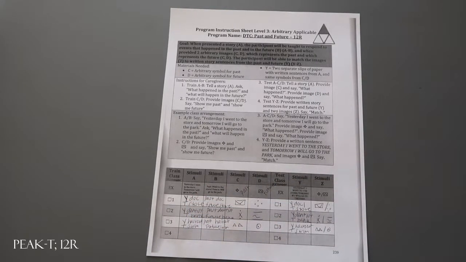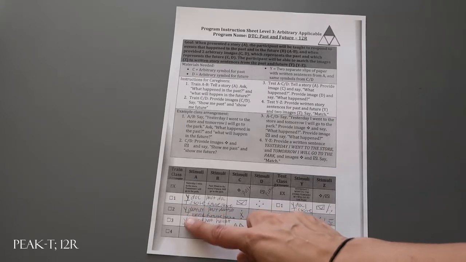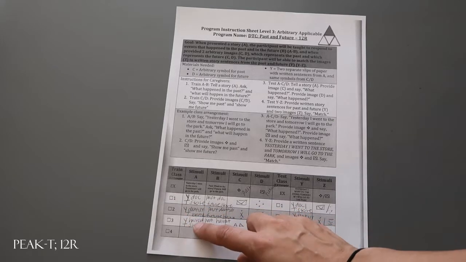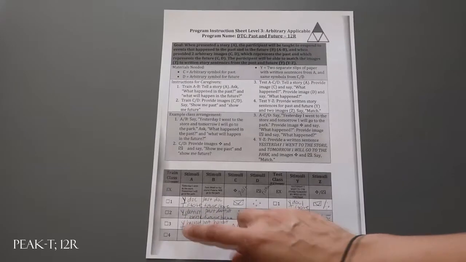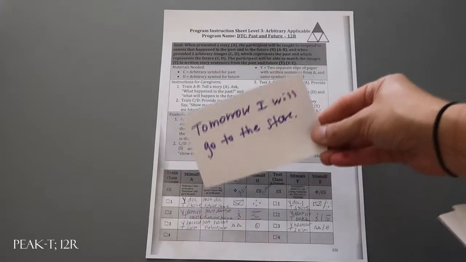Yesterday, I went to the doctor. T for tomorrow, I went to the store. Yesterday, I went to the dentist. Tomorrow, I'll go to the bank. Yesterday, I got my hair cut. Tomorrow, I will go swimming. So we just kind of abbreviated it for the data sheet, and then we have it expanded out on our note cards. So each of those are separate.